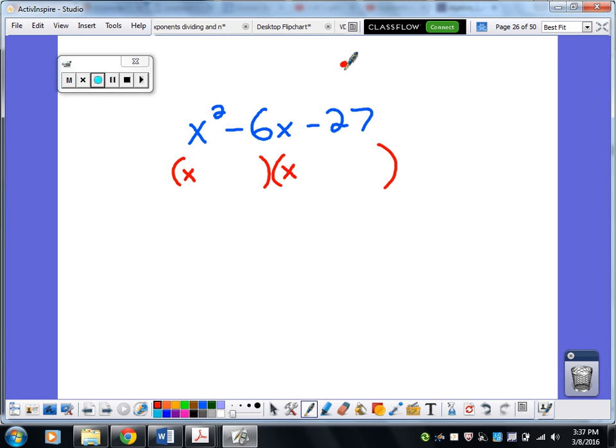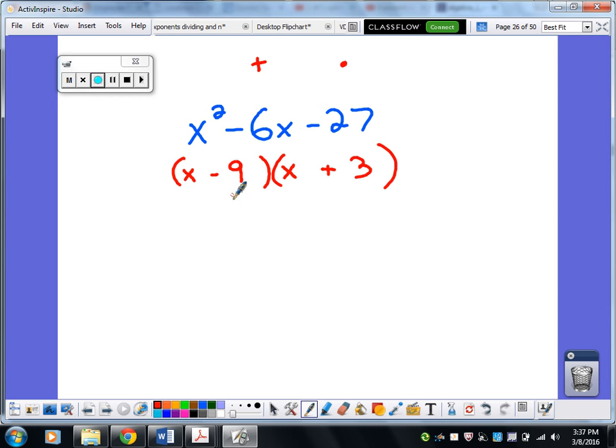So I've got to think about what two numbers multiply together to give me negative 27, and what two numbers add together to give me negative 6. Give you a second to think about that. The answer is negative 9 and positive 3. Negative 9 times 3 is negative 27, and negative 9 plus 3 is negative 6.